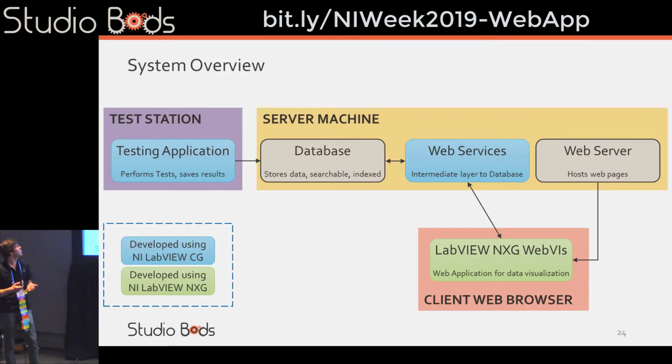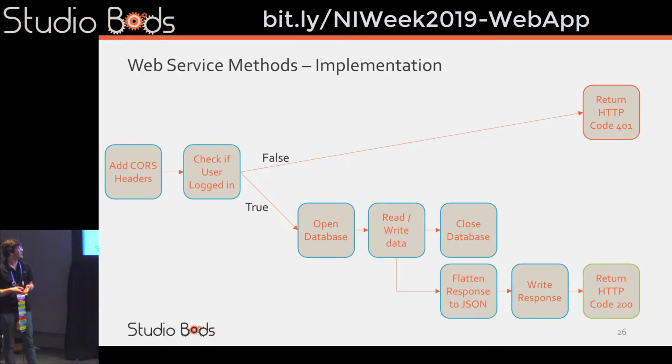The way you implement your web service method is always the same. First, you add the CORS headers, always. Otherwise, the browsers avoid the request and nothing happens. Then you check if the user is logged in or not. If it's not logged in, you send the HTTP 401 status code to tell the browser that it's not authorized to navigate this page.